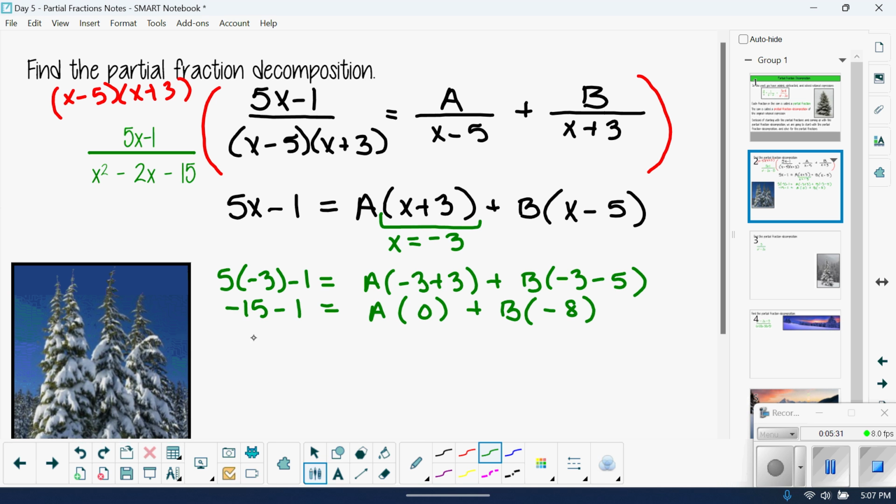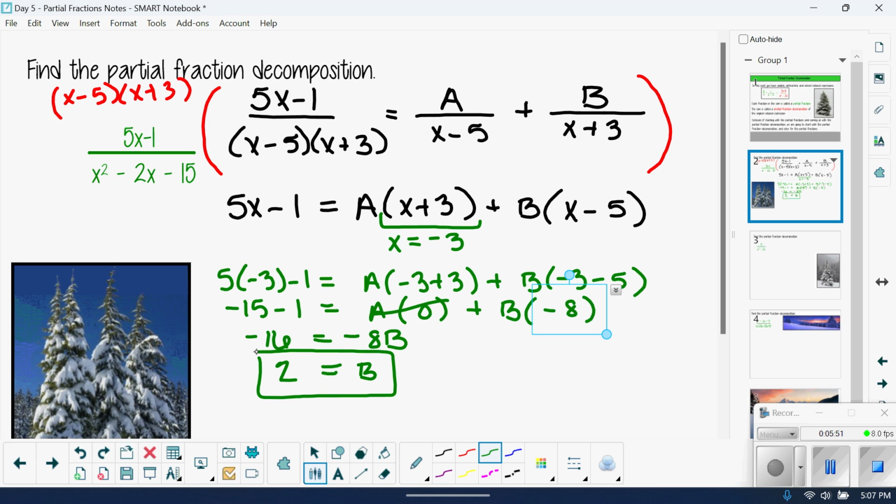Going to continue to clean this up. We've got a -16 equals, well, a times 0, that just goes away. And then we get -8b here. And then when we solve for b, we get b to equal 2. So we've got one of our variables right there. So there's one of our answers so far.